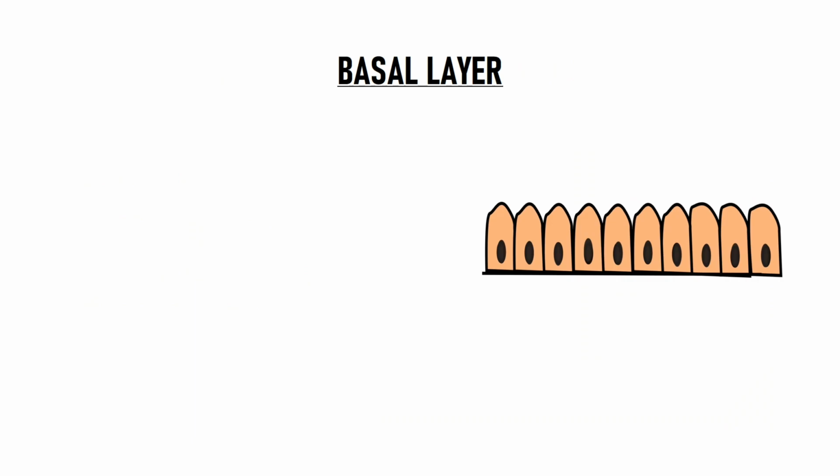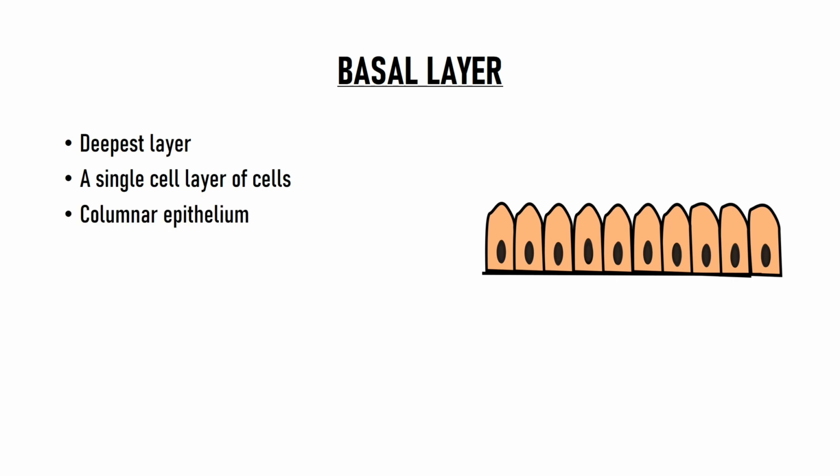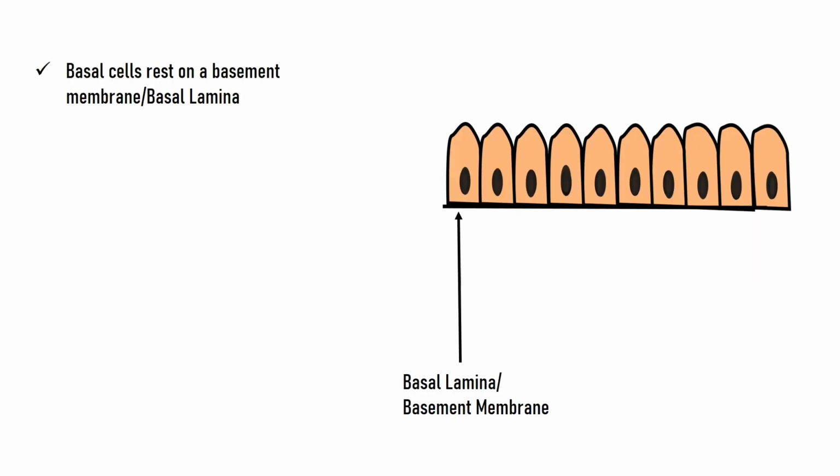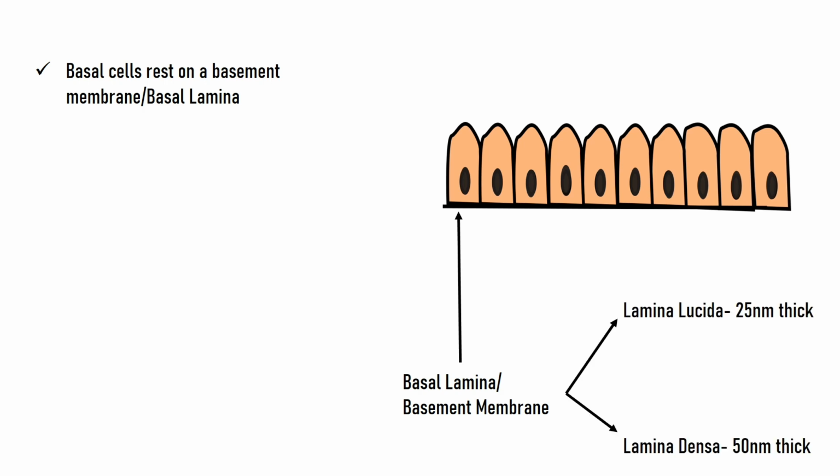Last comes the basal epithelium. It is the deepest layer of corneal epithelium. It is a single layer of columnar cells. Each cell is about 20 microns tall. It is important to note that basal layer is the only layer of epithelium capable of mitosis. These cells rest on a basement membrane or basal lamina. So this is the basal lamina, which is further divided into lamina lucida, which is 25 nanometers thick, and lamina densa, which is 50 nanometers thick.